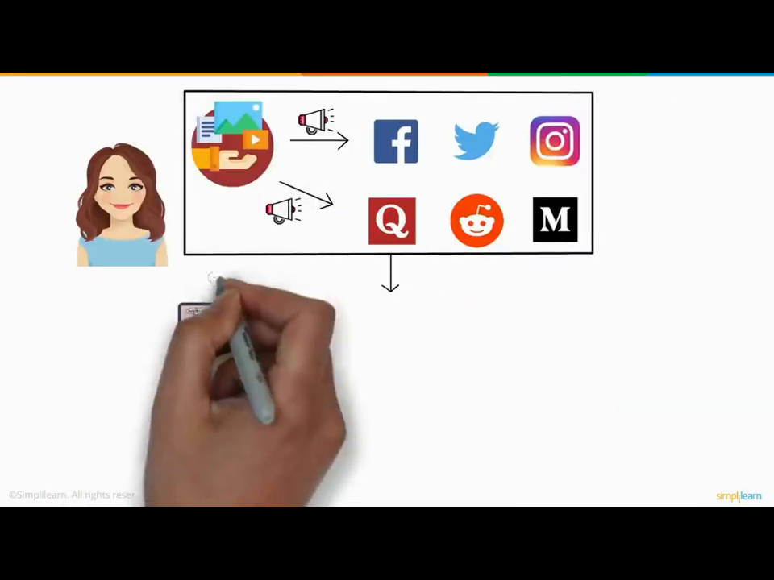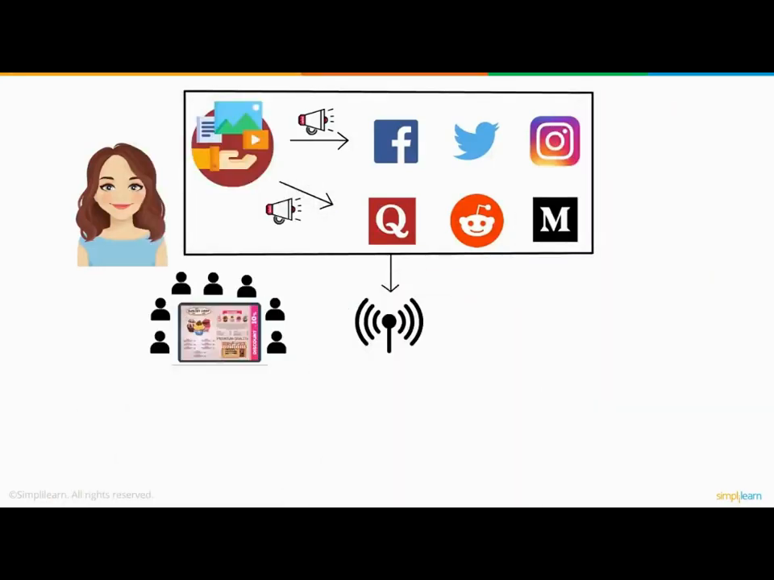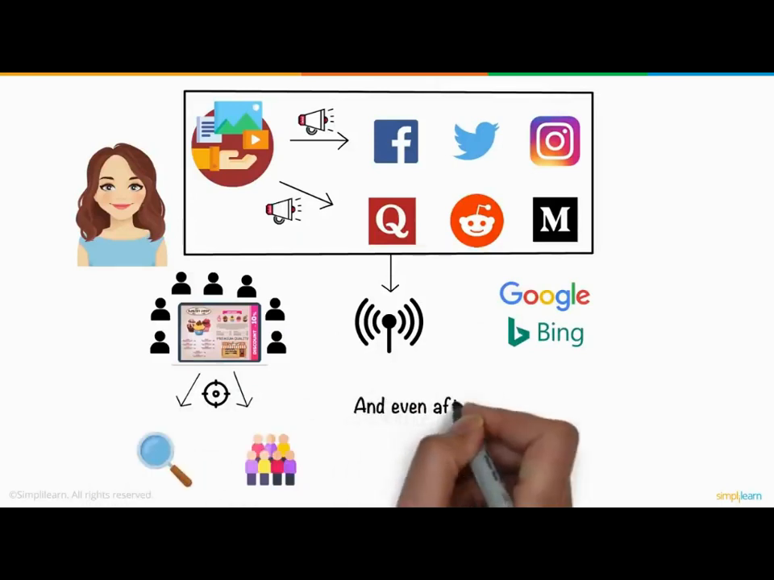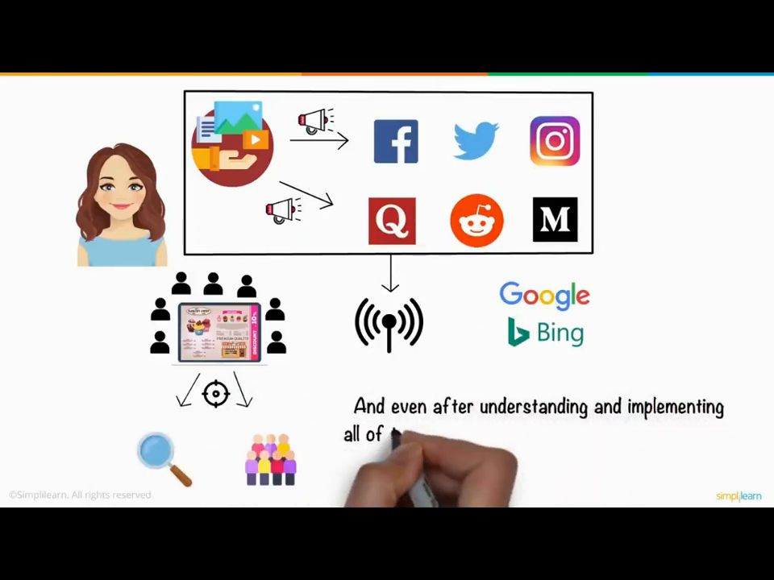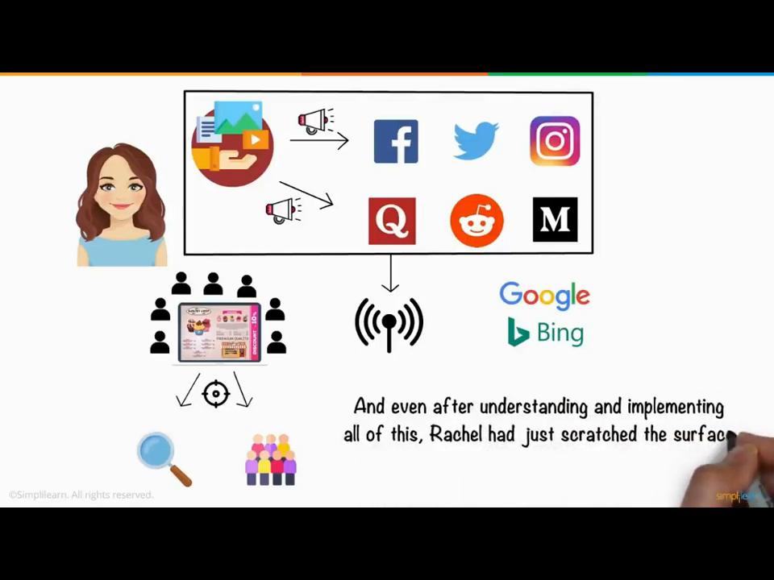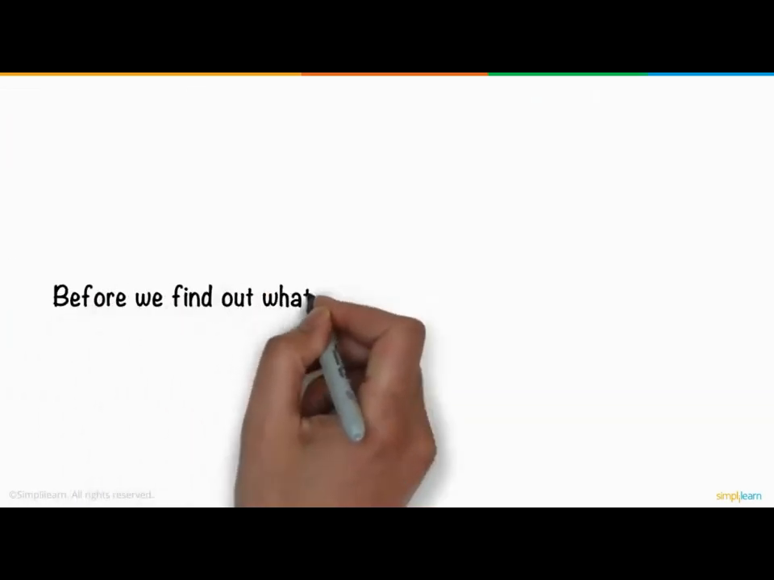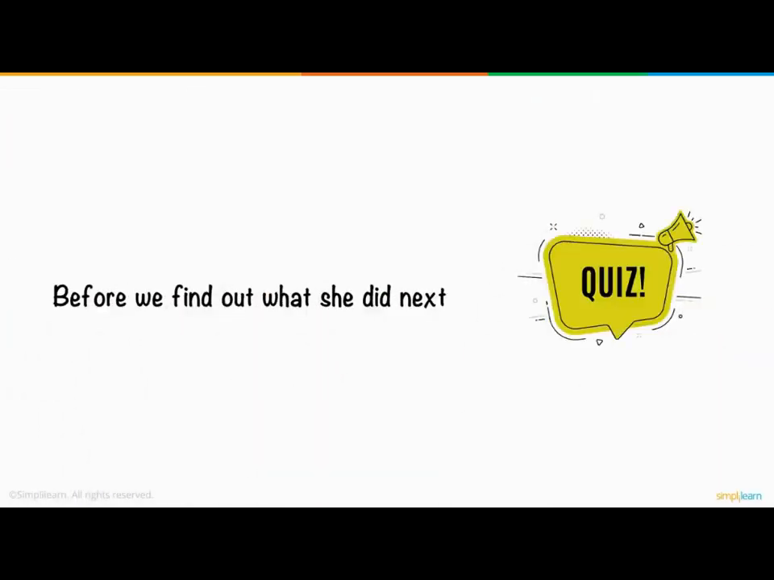These could help her achieve greater reach for her website by sending stronger social signals to search engines, leading to the page being shown as highly relevant for related searches and audiences. And even after understanding and implementing all of this, Rachel had just scratched the surface of what was possible with SEO. Before we find out what she did next, let's have a look at a quiz.